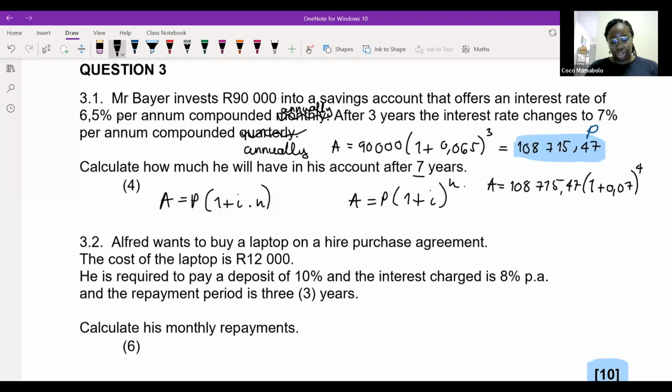Okay, and that should give us our next answer, which is that at the end, Mr. Buyer should have R142,503.80 in his account.